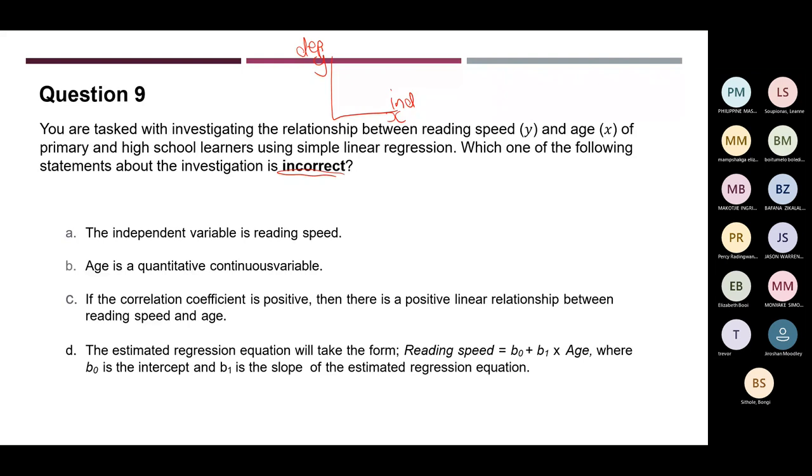D, the estimated regression equation will take the form reading speed, which is your dependent variable, equals your intercept B0 plus your slope times your age, which is your independent variable, where your B0 is your intercept and your B1 is your slope for the estimated regression equation. Which one is incorrect? A, B, C, or D?